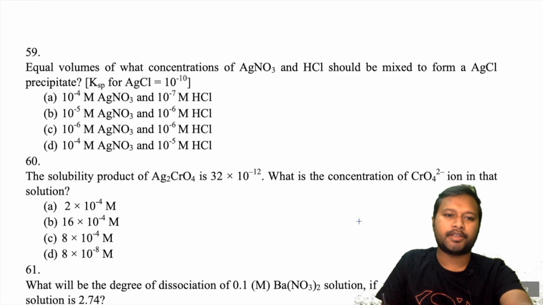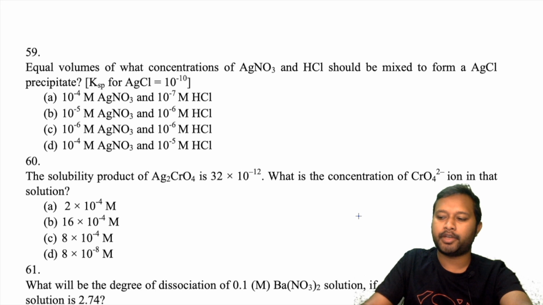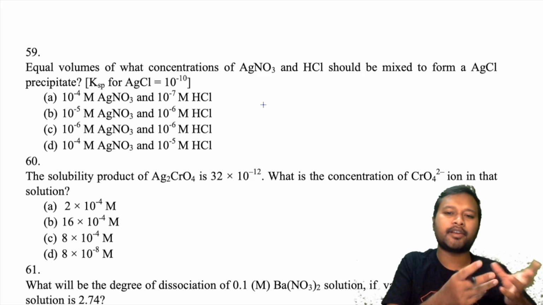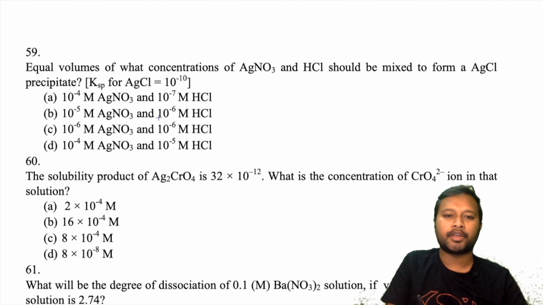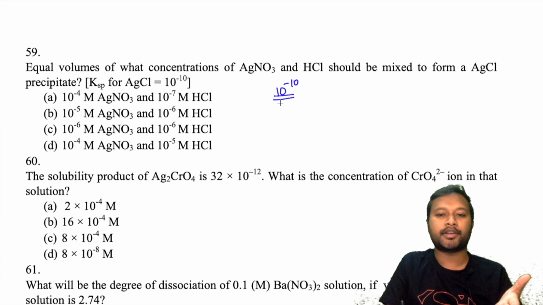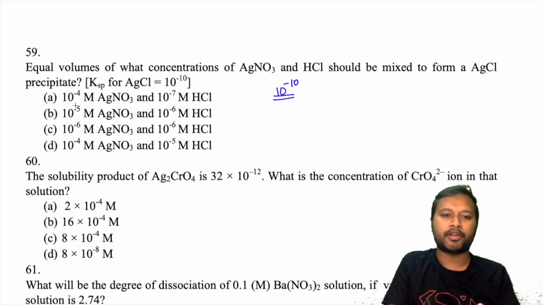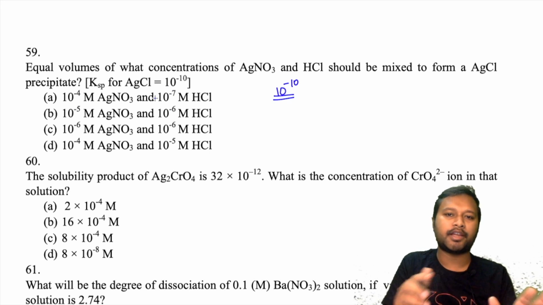The next question says that equal volumes of what concentration of AgNO3 and HCl should be mixed to form AgCl. Now the KSP is given to you for this particular thing. So we know that if something has concentration greater than the solubility product, it will precipitate. Okay, so if KSP is 10 to the power minus 10, and if I mix both of them and the total concentration is less than 10 to the power minus 10, then it will dissolve. For example, 10 to the power minus 4 and 10 to the power minus 7 will make it 10 to the power minus 11. That will dissolve.